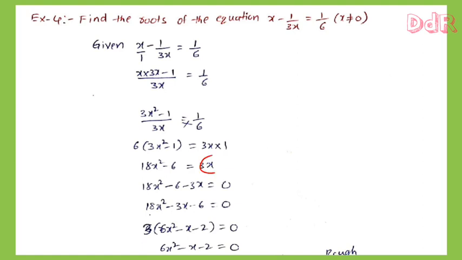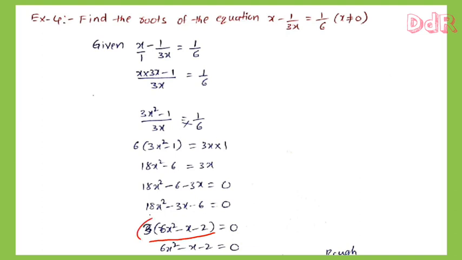Now this 3x transposes to the left side, then it will become minus 3x. So now write the terms in descending order according to their powers. So 18x square minus 3x minus 6 equals 0. Observe it very carefully. From these three terms we can take one number common, that is 3. So 3 bracket of 6x square minus x minus 2 equals 0.